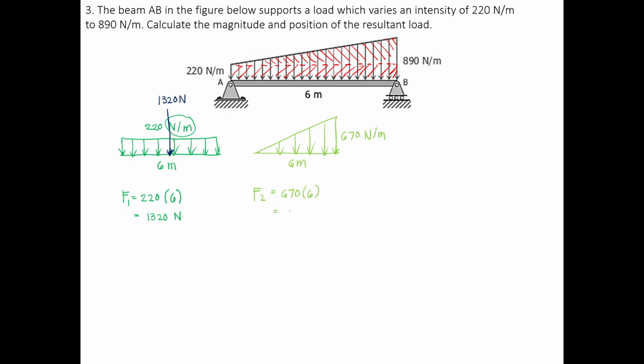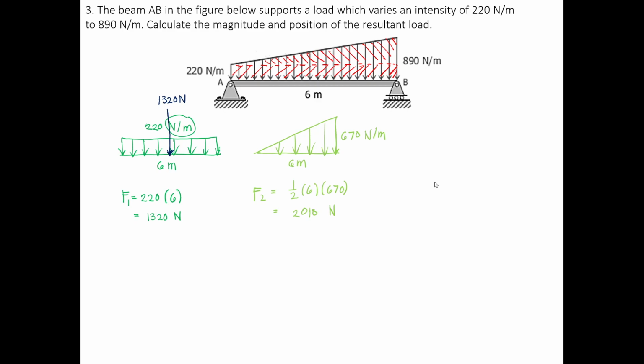So that will be 4,000. So that is wrong. So aside from that, to determine the force, the correct way is to get the area there. The area earlier here is base times height, so that will be 220 times 6. And this one is 1 half base times height. So base is 6, the height is 670 Newton per meter. So 670 times 6 divided by 2. So the answer is 2010 newtons.